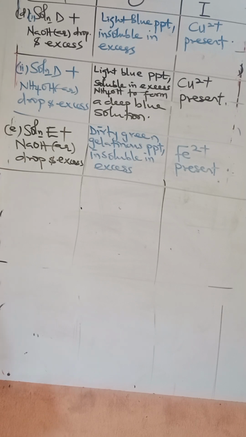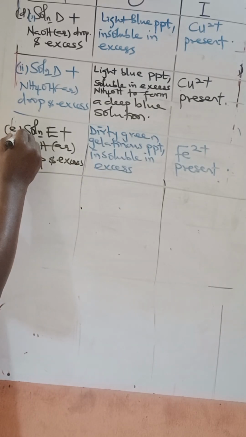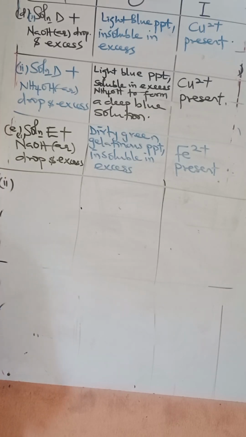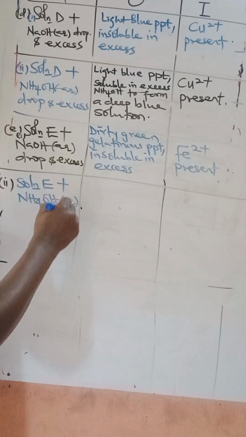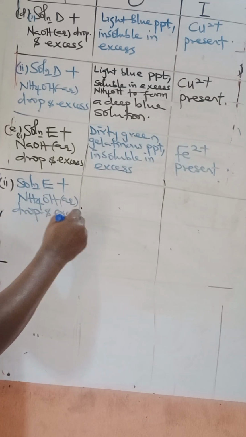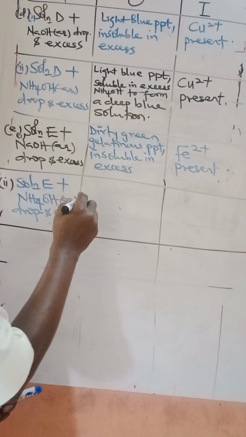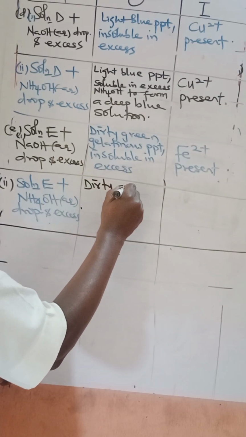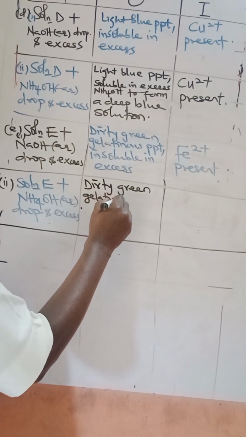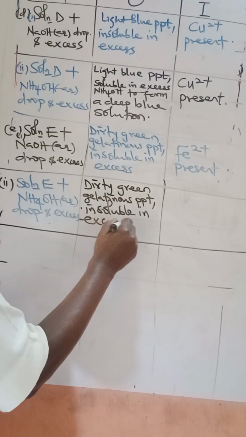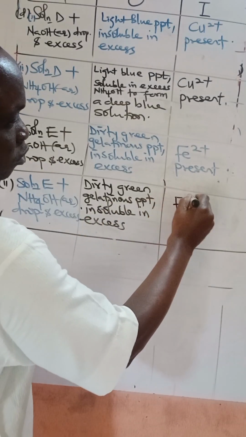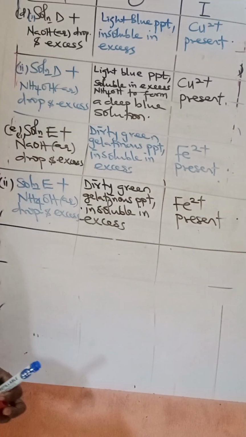How do we test for iron 2? I add sodium hydroxide dropwise and in excess. If a dirty green gelatinous precipitate insoluble in excess is observed, then iron 2 is present. Alternatively, you can make use of ammonium hydroxide. Solution E plus aqueous ammonium hydroxide dropwise and in excess. This will give the same observation as sodium hydroxide: a dirty green gelatinous precipitate, insoluble in excess. You can use sodium hydroxide or ammonium hydroxide, with the same observation. So we have iron 2 present. That is how to test for iron 2.